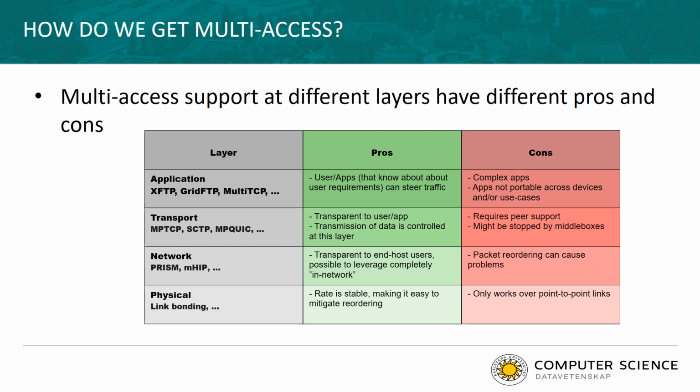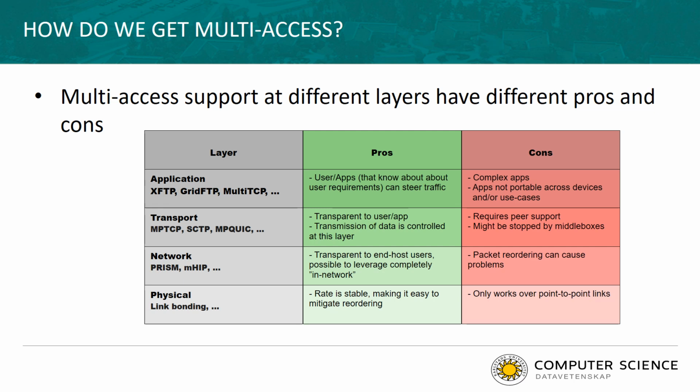So another approach is to implement the functionality at the transport layer. Now this support can be transparent to the user and the application, even if you may also want to have some interface to provide some guidance. So in this case, the transport layer is the layer that is responsible for transmission of the data and determining how to send the different data segments over the available paths.